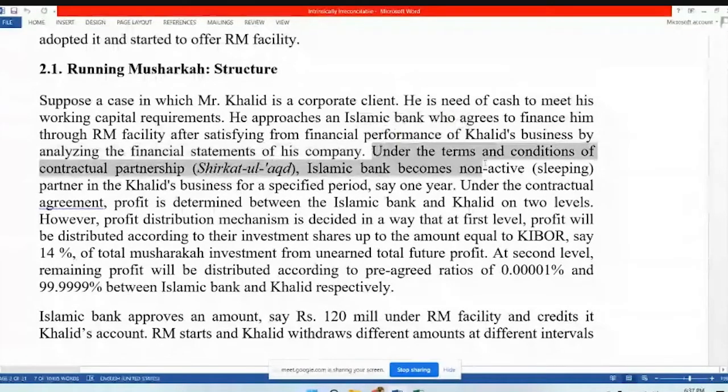So under the terms and conditions of contractual partnership, meaning Shirkatul Aqd. There are two types of Shirkah. One is Shirkatul Aqd and the other is Shirkatul Milk. So on the Shirkatul Aqd basis, they sign the contract. So the Islamic Bank becomes a non-active, meaning sleeping partner in Khalid's business for a specified period like 1 year.